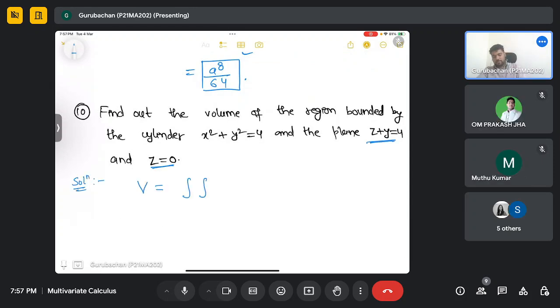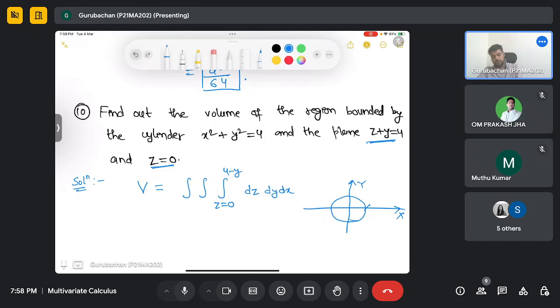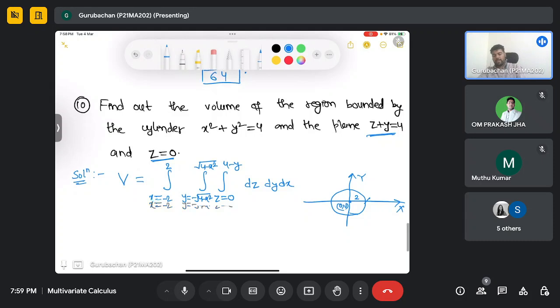In case of triple integral, we can clearly see that z will vary from 0 to 4 minus y, dz dy dx. And what is our xy plane region? It is a circle with center at 0, 0 and radius 2. So from here we can write x is from minus 2 to 2 and y is from minus under root 4 minus x square to plus under root 4 minus x square. Okay, one way is to write the triple integral in this form.